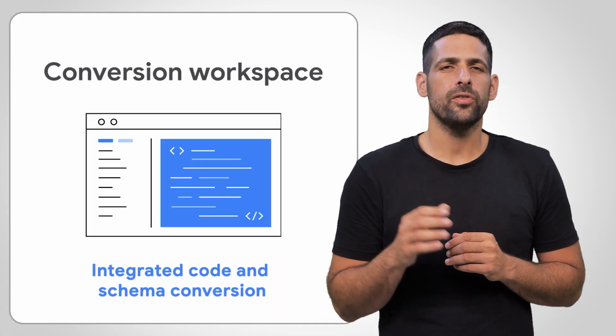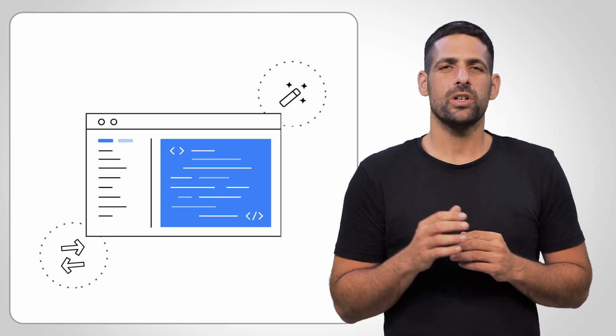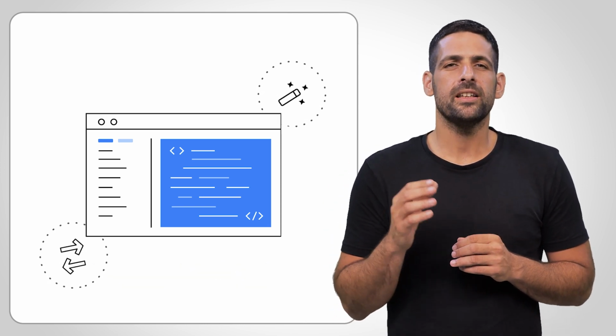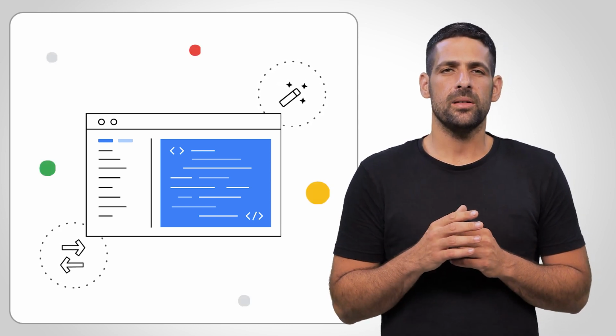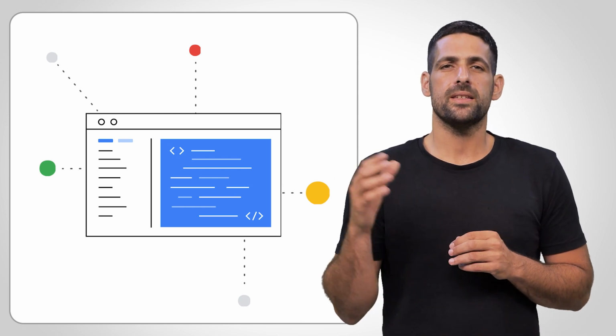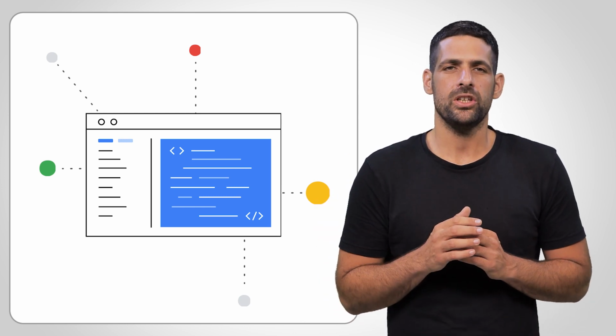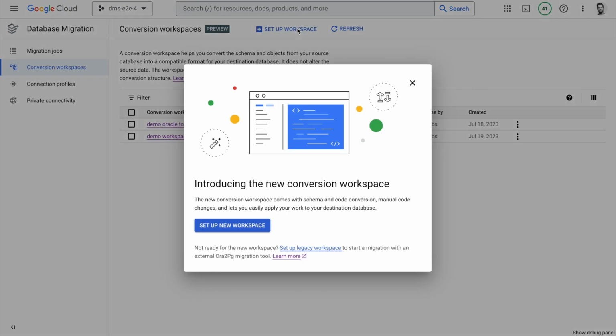Now, let's walk through the DMS experience, starting with introducing the new resource in DMS, Conversion Workspace. Conversion Workspace is your playground for everything related to converting your source schema and code. Conversion workspaces, like connection profiles that represent the information needed to connect to both your source and your destination database, are reusable across multiple migration jobs, so you can utilize the same resources for multiple migrations. Now, let's create a new conversion workspace.